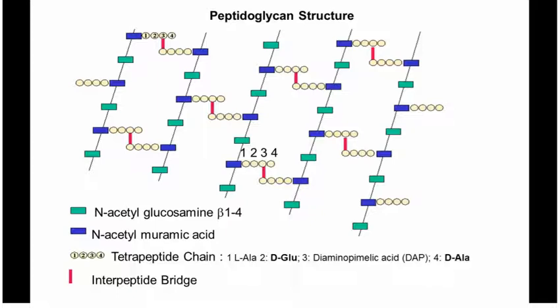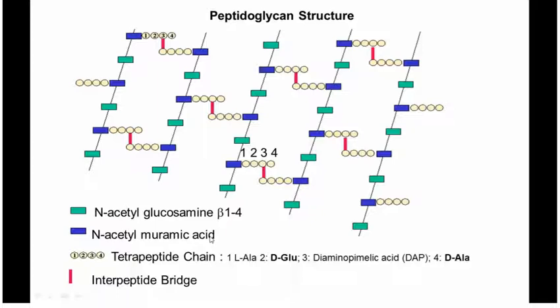So this polymer has a simple function, okay? It's like Kevlar or something like that. It's got to be tough. And peptidoglycan has a glycan part, a polysaccharide part, and a peptide part. So the glycan part, the polysaccharide part, is made up of alternating dimers of N-acetylglucosamine linked in beta 1 to 4 linkage to N-acetylmuramic acid.